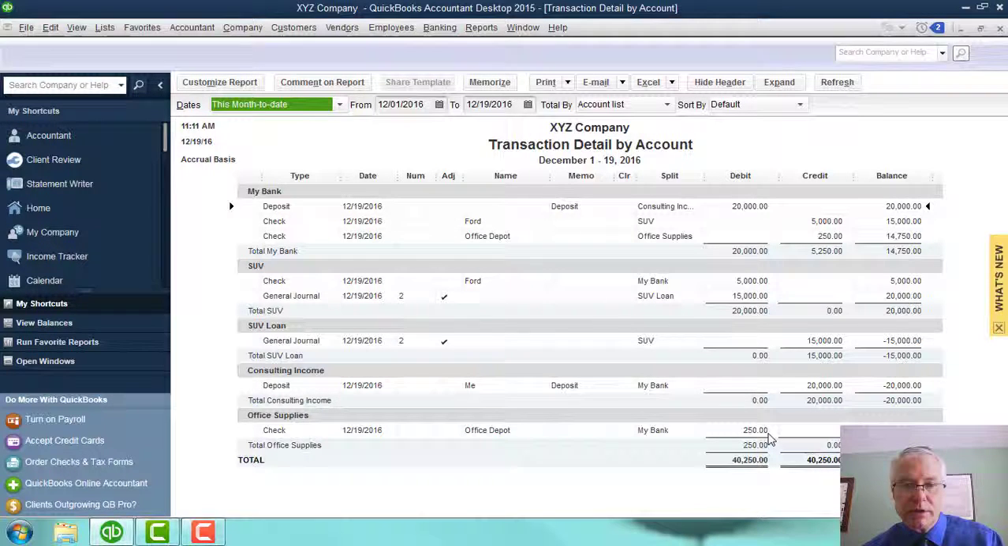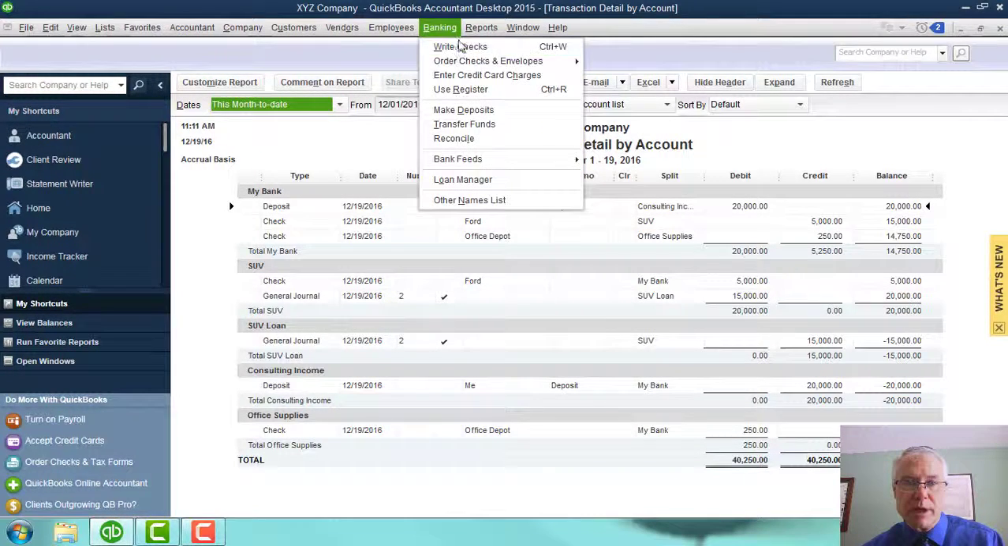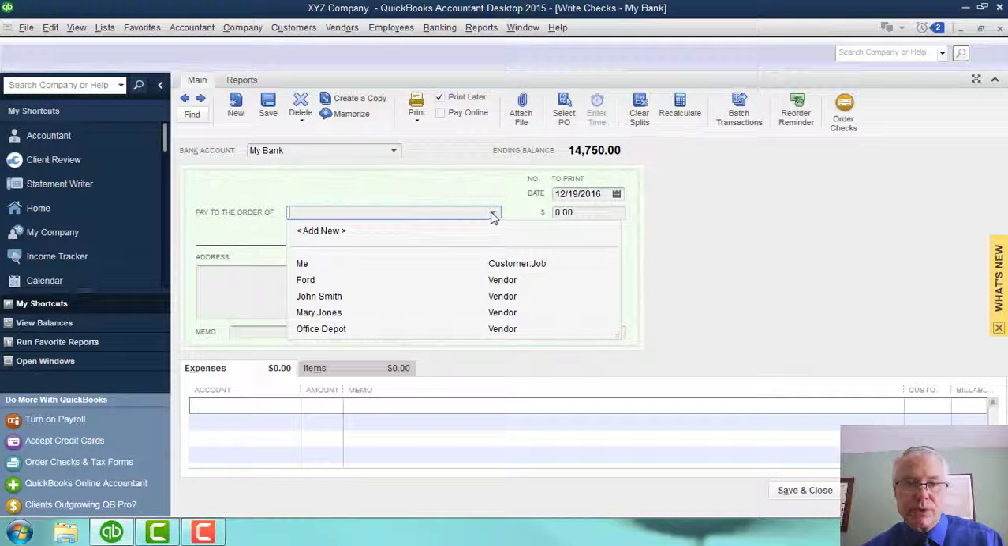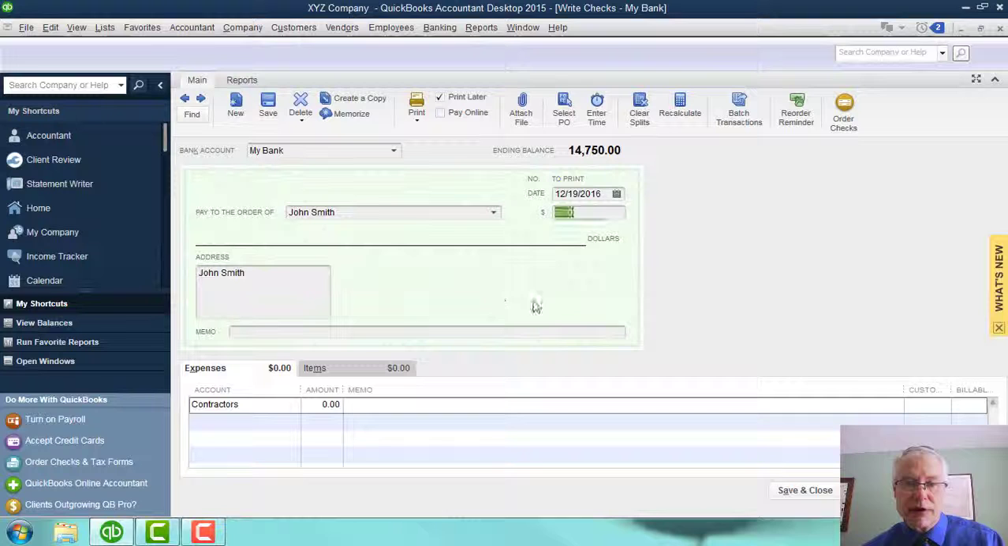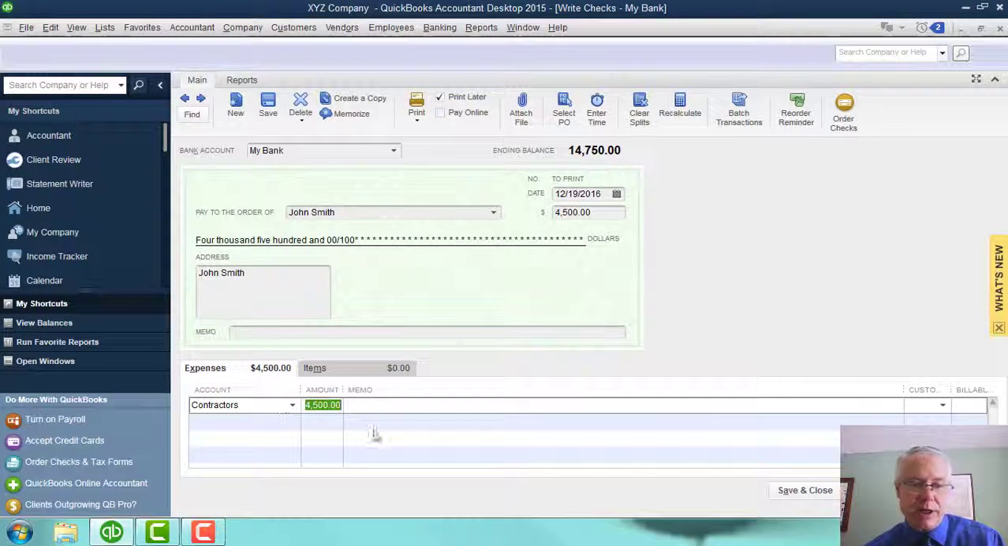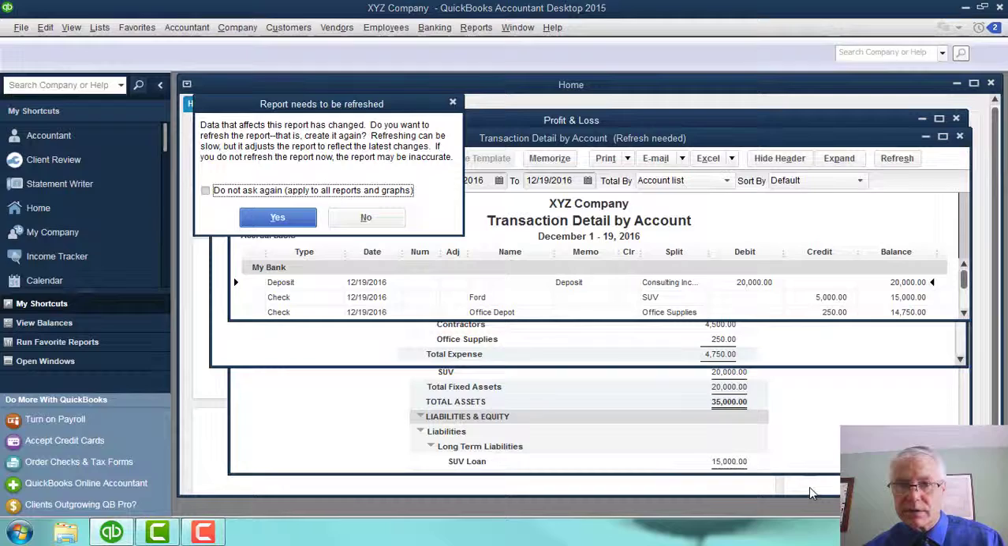So we've hit 4 out of the 5 buckets. We're going to do one more expense. We're going to go banking, write checks, and we're going to write it to John Smith. He's our vendor, and we're going to pay him $4,500. And we're going to hit it to the contractor account, which is an expense account. So he's like an independent contractor. Hit save and close.